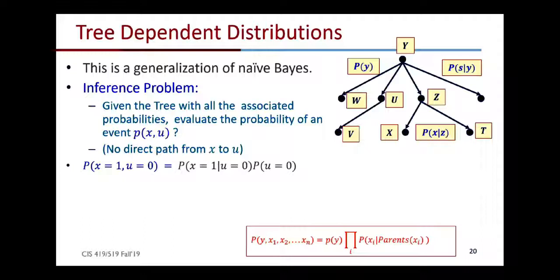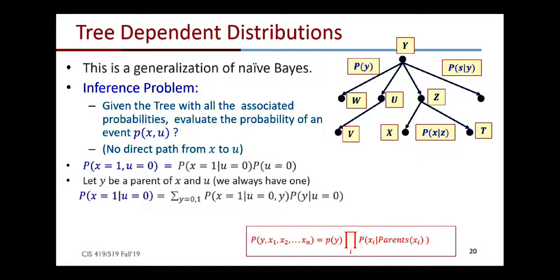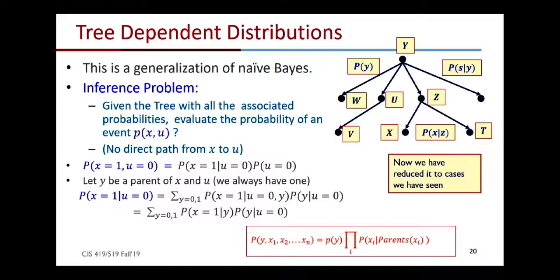In this case, it's going to be very easy to get to y, but this is true for any two nodes. So first of all, I'm going to write it as P of x given u times P of u. And then I'm going to start climbing up. So y is a parent of x and u. We always have one, as I said, because we are in a tree. So I'm going to marginalize over y. So it's P of x given u and y times P of y given u. And I'm marginalizing over all the values of y.